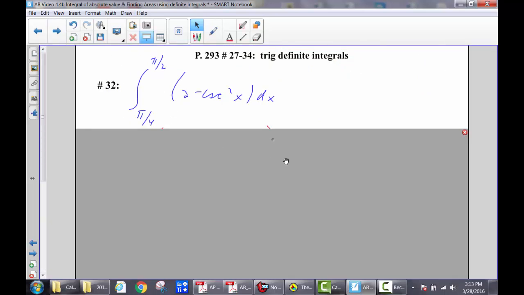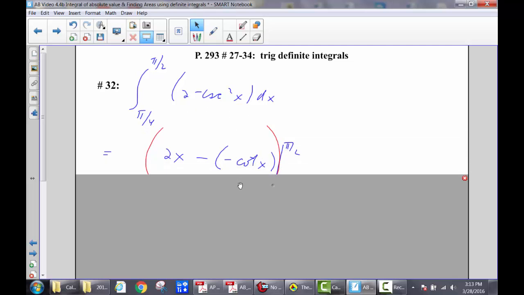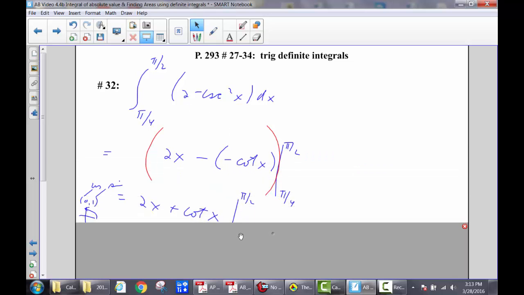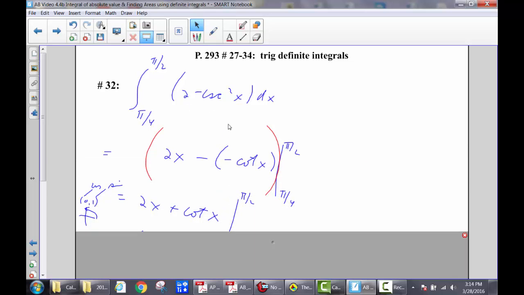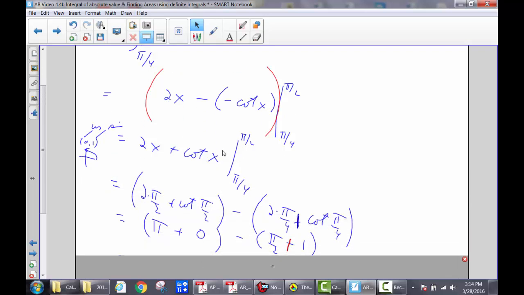Okay, a couple of definite integrals now with trig. So if you integrate 2, of course, dx, you'll get 2x. And if you integrate negative cosecant squared, you'll actually get positive cotangent. Because remember, the integral of cosecant squared is negative cotangent, because the derivative of cotangent is negative cosecant squared. And now you're evaluating from pi over 4 to pi over 2.